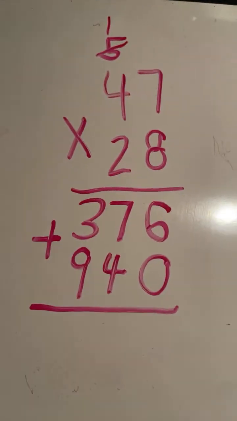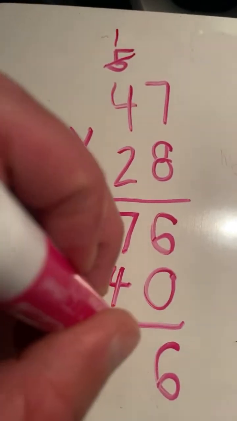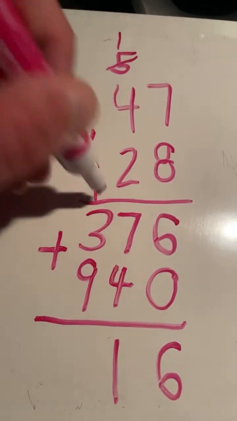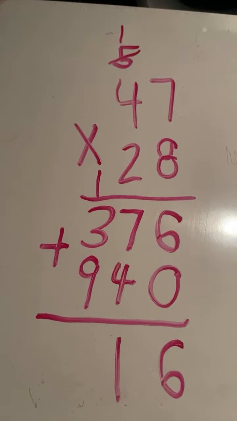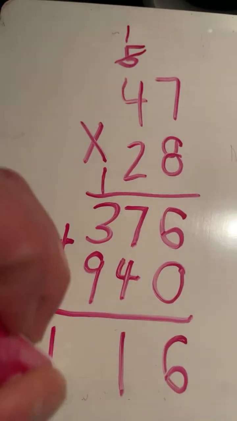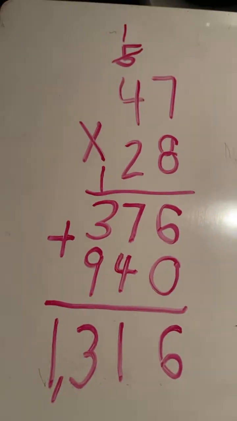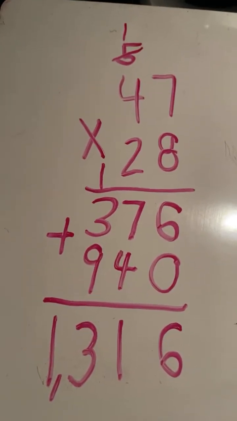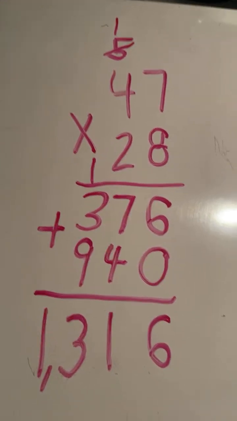4 times 2 equals 8, plus 1 equals 9. Next, to get our final answer, we have to add these two numbers together. 6 plus 0 equals 6. 7 plus 4 equals 11. 1, carry the 1. 3 plus 9 equals 12, plus 1 equals 13. And we have our final answer. 47 times 28 equals 1,316.